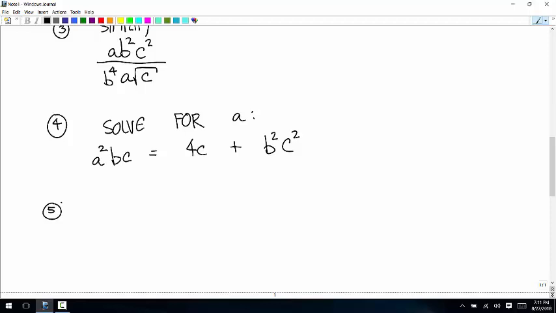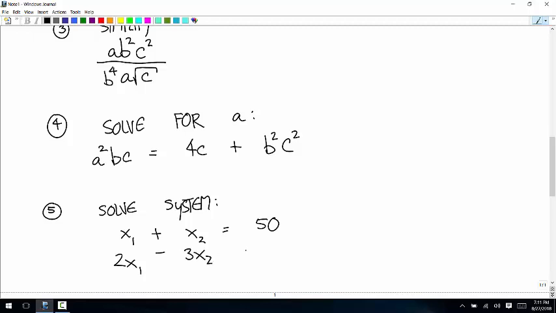And then the last one, solve this system of equations. x1 plus x2 is equal to 50. That's the first equation, and then the second equation says 2x1 minus 3x2 is equal to negative 10. And this one you can find a numeric answer for x1 and a numeric answer for x2.